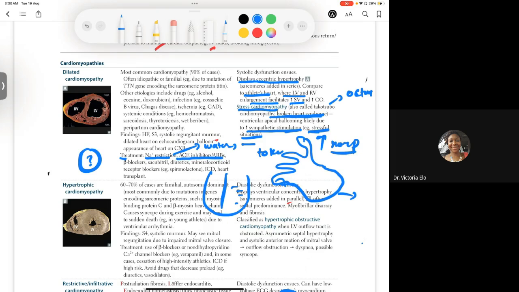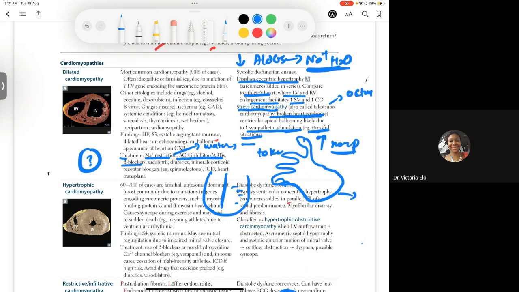Aldosterone is inhibited by ACE inhibitors and ARBs in order to decrease the level of aldosterone. And what's the function of aldosterone? Aldosterone itself reabsorbs Na along with water, H2O, right? Okay, so for volume overload, we have to give ACE inhibitors or ARBs to avoid the volume overload or stress on the heart, right?